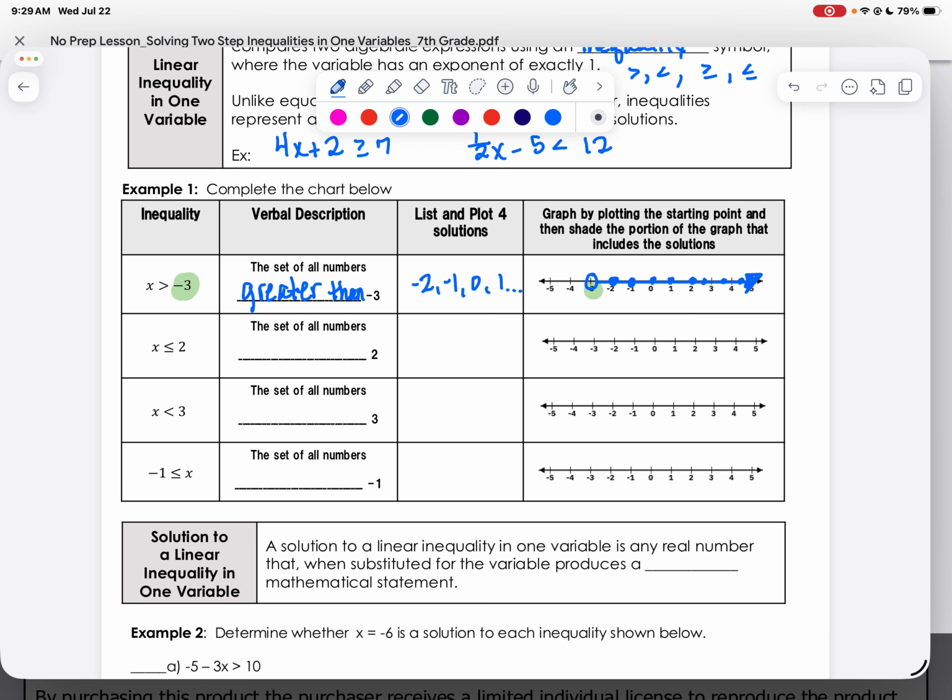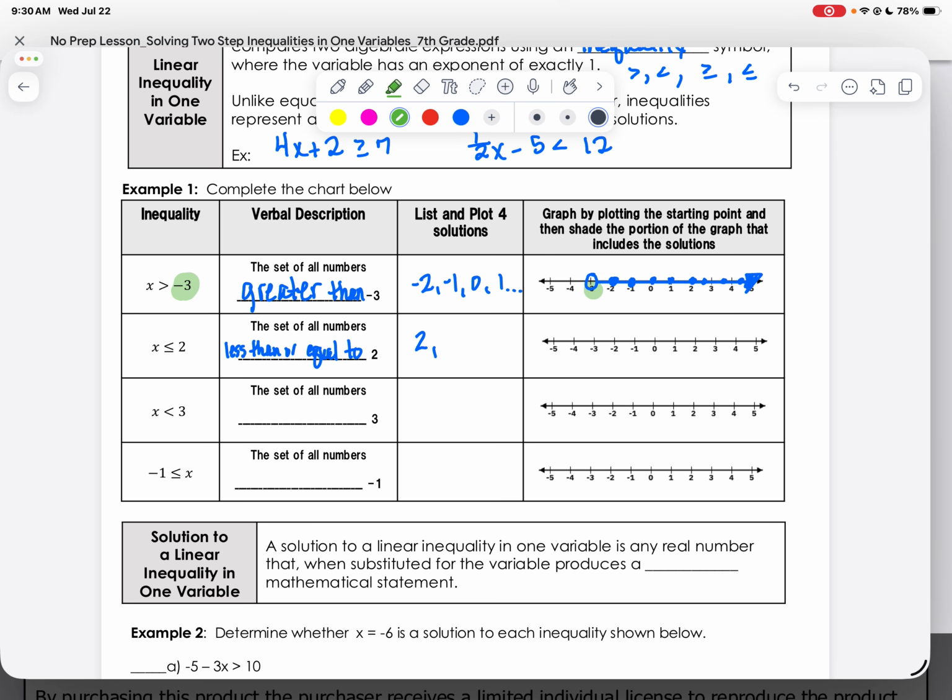All right. Our next inequality, the verbal description would be the set of all numbers, I'm going to have to write kind of small here, that are less than or equal to 2. Now, in this particular problem, they can equal 2. So my solution starts at 2, and then any number that's less than 2.